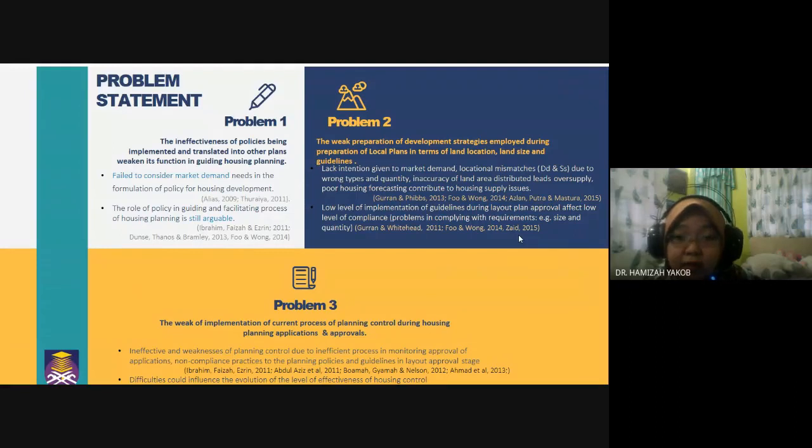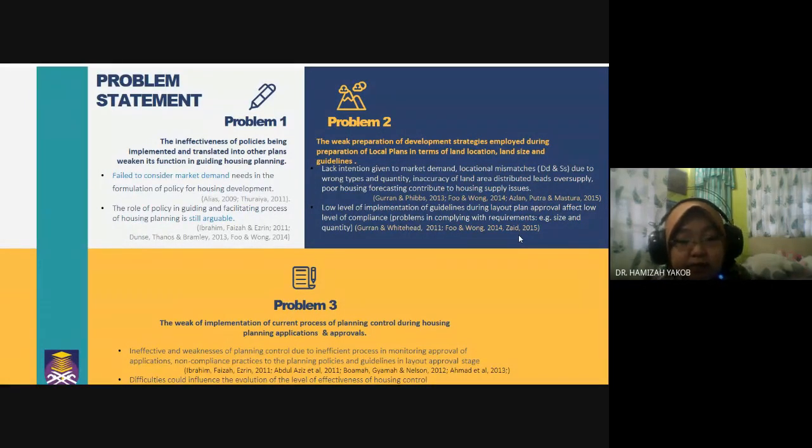So basically, one of the problems highlighted, based on the literature review, is more on the provision of these planning requirements, such as provision of facilities, open space, utilities, etc.